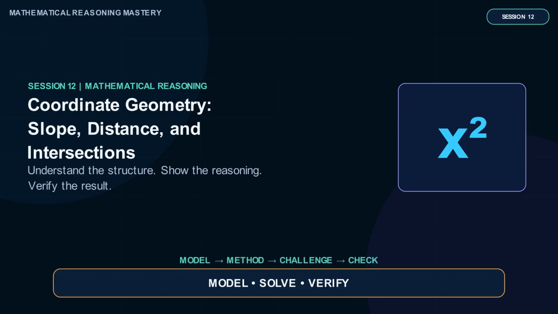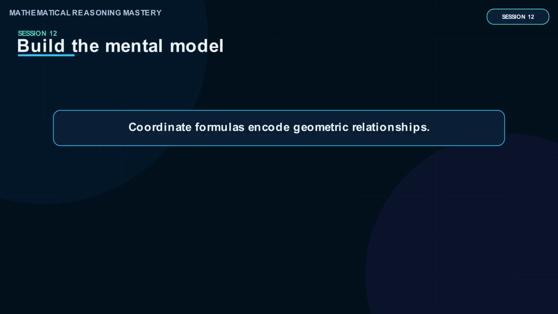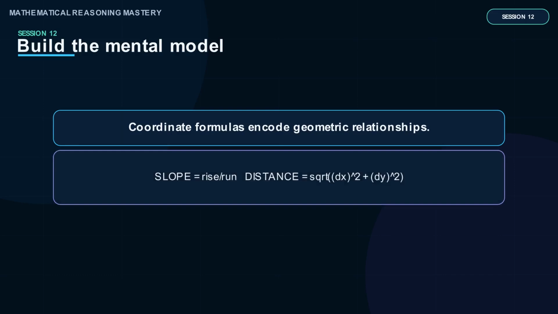Keep a pencil ready. We will build a mental model, use a repeatable method, solve a demanding example, diagnose an error, and finish with an independent checkpoint. Start with this principle: coordinate formulas encode geometric relationships. Use this visual structure: slope equals rise over run. Distance equals the square root of dx squared plus dy squared. Name every symbol and label before calculating.